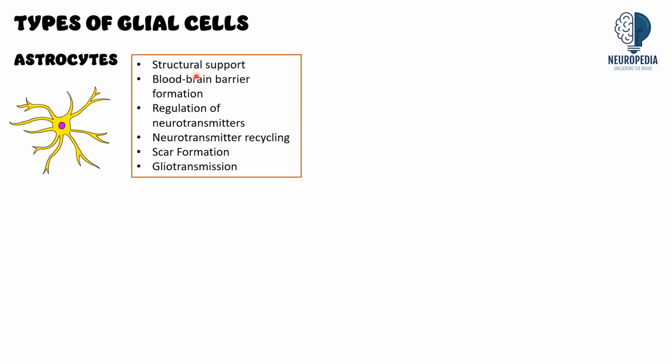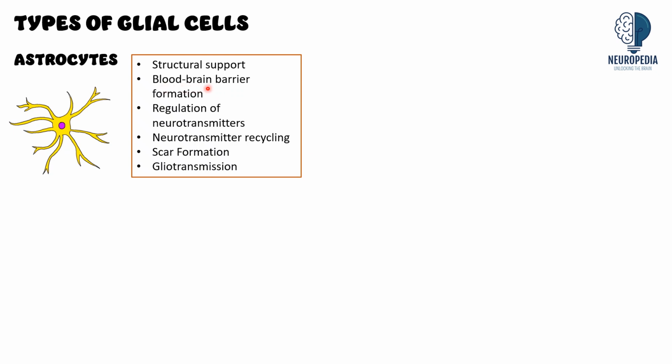The first one is astrocytes. Astrocytes are a type of glial cell found in the central nervous system. They play a crucial role in supporting the health and function of neurons and maintaining the overall environment of the nervous system. First, they are involved in structural support. Astrocytes have numerous processes that extend and interact with neurons and blood vessels. These processes help provide structural support for neurons, holding them in place and guiding their growth during development.